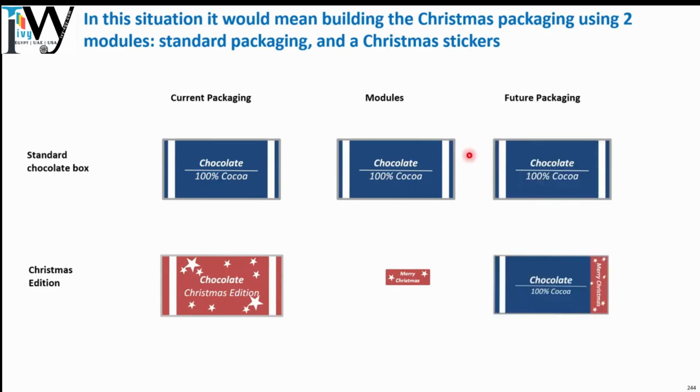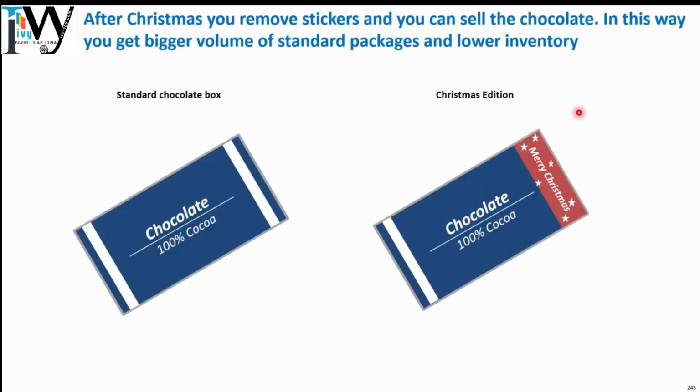Therefore, the end goal is to create, using those two modules, two different packagings: standard, and by adding the sticker we get the Christmas edition. After Christmas, if you don't manage to sell all the Christmas edition chocolates, you simply remove the sticker and you end up with a standard chocolate that you can sell at a full price.